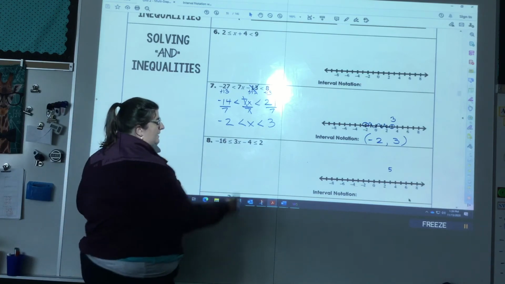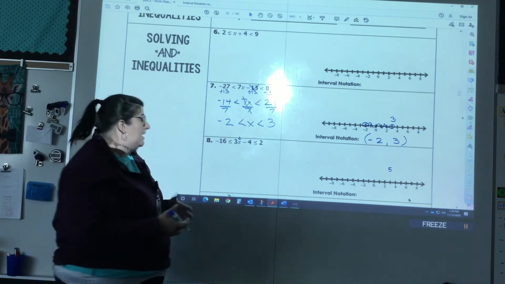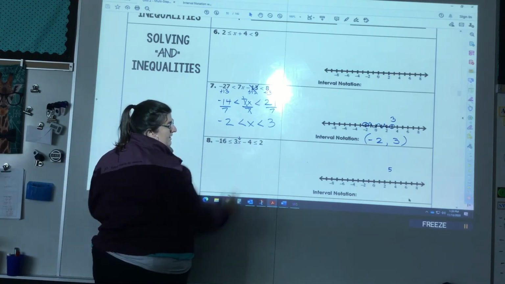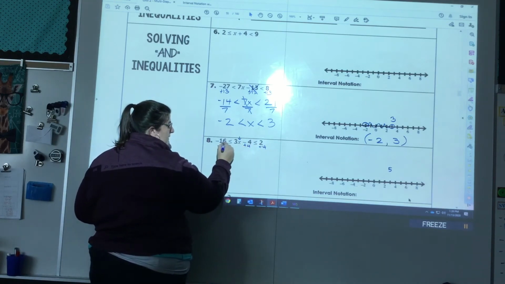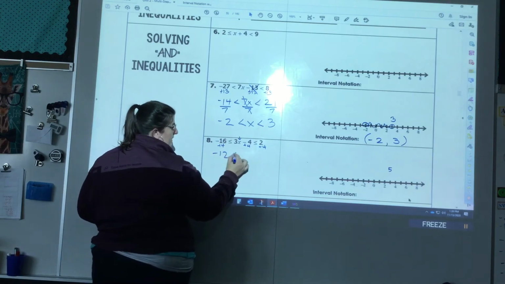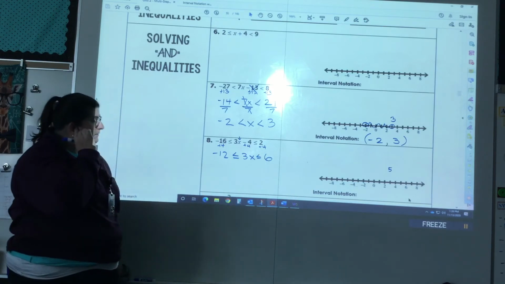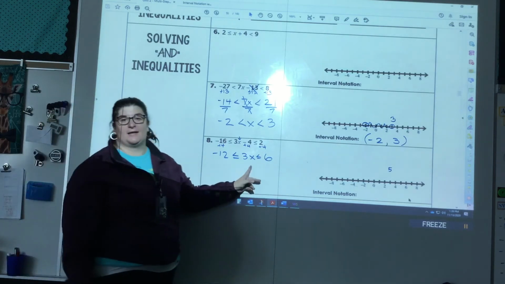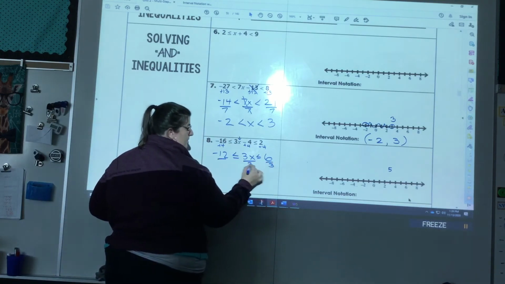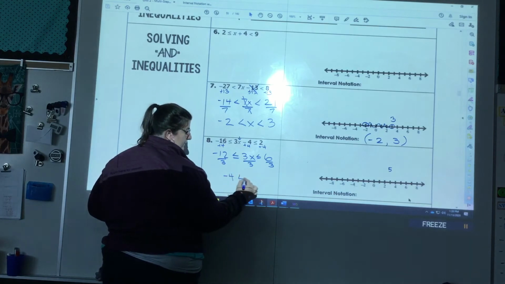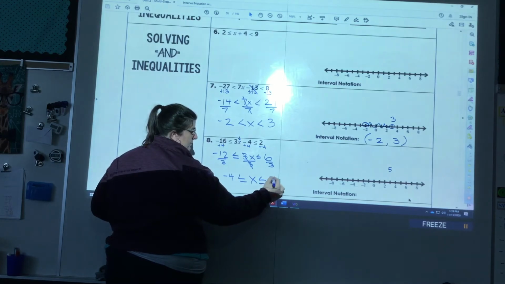Number 8. Again, our goal is to get x by itself. It is a two-step equation, but if we take off one part, you'll see that it really is. So what I do to the middle, I have to do to the two sides. -12 is less than or equal to 3x, which is less than or equal to 6. One more step, going for that x. I want that x by itself. I'm going to divide by 3. -4 is less than or equal to x, these guys cancel out, which is less than or equal to 2.